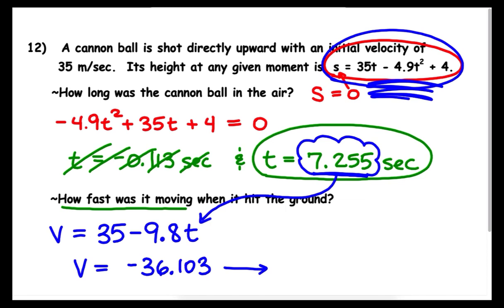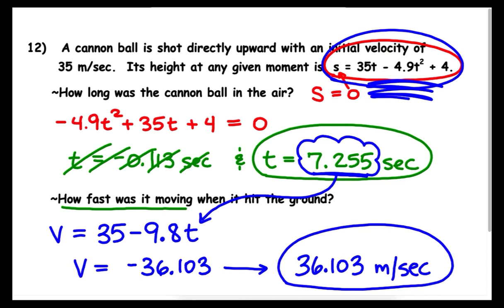If I ask for speed, then you must take the negative off. If I say how fast was it moving, you can say 36.103 in the downward direction, or you can leave the negative on. I'm not super picky. I'm going to take it off for this. But what you do have to have is units, and here the units will be meters per second.